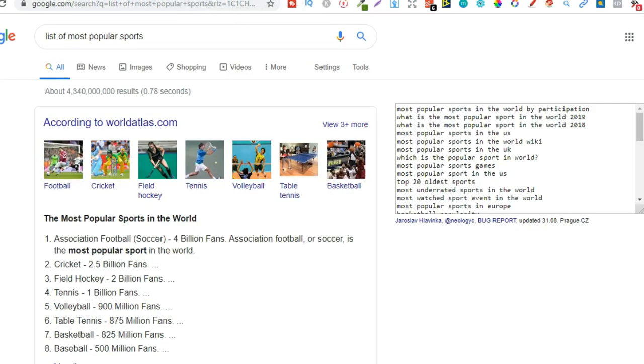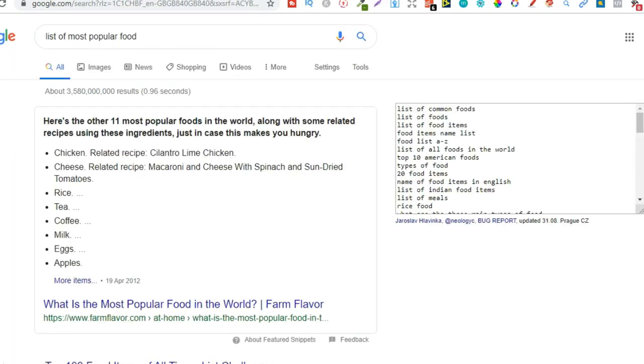So that's the second one, a list of most popular sports, and there's going to be so many different types out there. So the third one, list of most popular food. There's people out there looking for tea gifts, coffee gifts, and so many others. Again, you have to put in that research first to see if that's actually in demand.